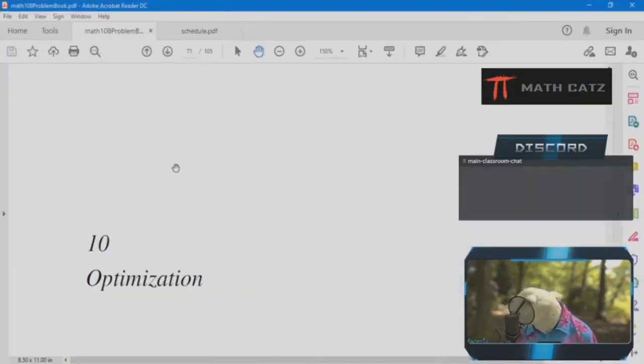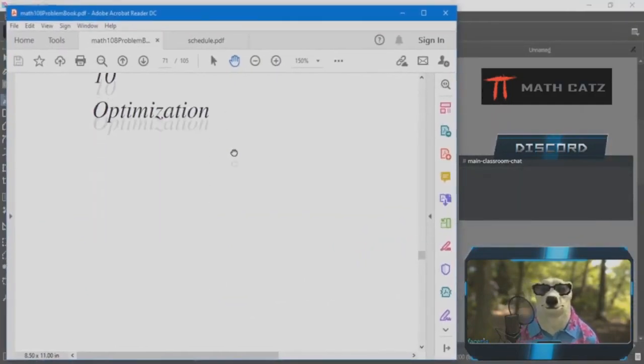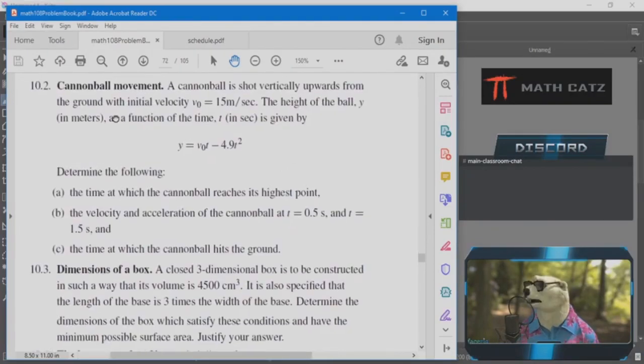So we're looking at number 10, optimization. I didn't mean to maximize that. We'll start with something easy. We have the next 2 sessions as well, I'm pretty sure. So let's make the first one nice and easy. Cannonball movement. A cannonball is shot vertically upwards from the ground with initial velocity 15 meters per second. The height of the ball, y, they define the variable for me, that's always nice, as a function of time t is given by that function. Now, this should have just put the 15 in, or whatever.